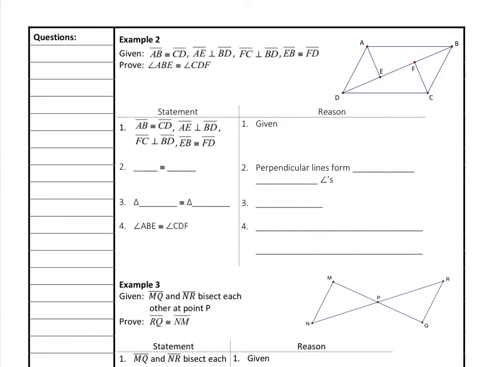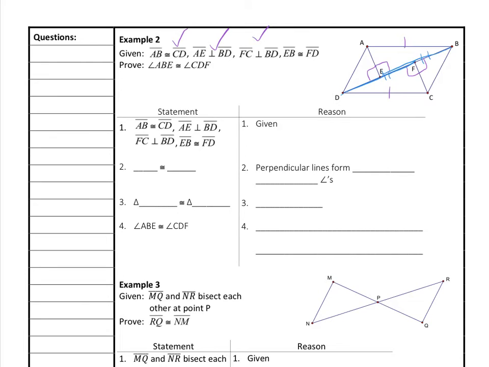So it says AB is congruent to CD, mark it, and then put a check mark. AE is perpendicular to BD, so find AE right here and BD right here. I'm going to put right angle boxes because I know that I definitely get right angles. And check mark. FC is perpendicular to BD, so again, right angle boxes. Check mark. And EB is congruent to FD. So this piece here is congruent to this piece here. 2 hash marks now.